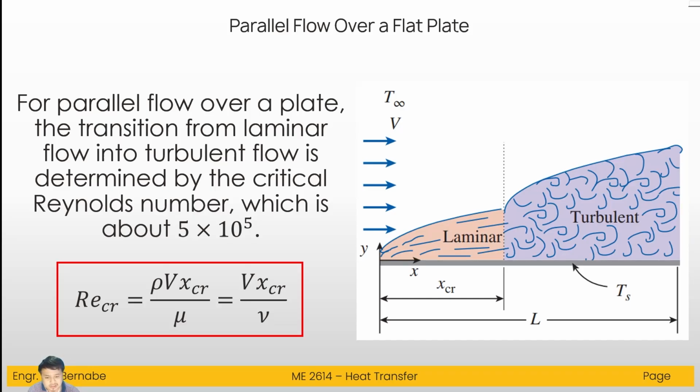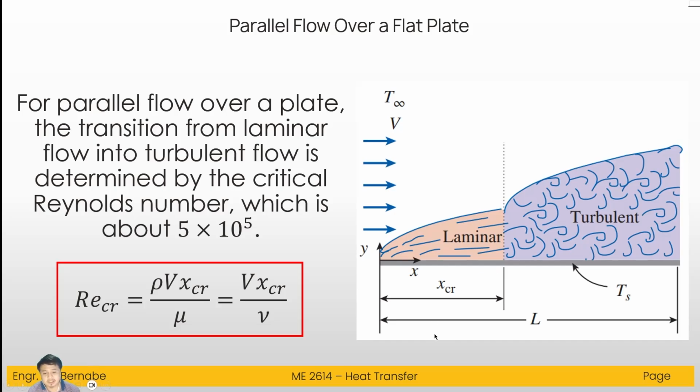But if it exceeds this number, it might be partially turbulent or even completely turbulent, or a majority is turbulent. So for parallel flow over a flat plate, if it reaches 500,000, the flow will be turbulent. If it is lower than that, then the flow over this flat plate is laminar.